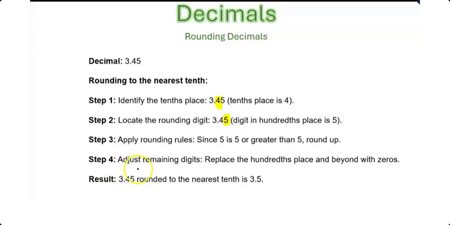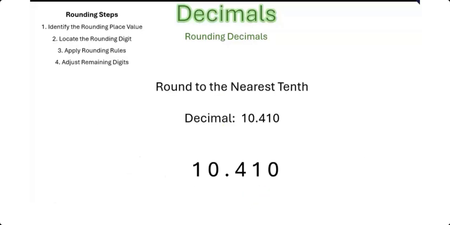And then adjust remaining digits. Replace the hundredths place and beyond with zeros. So the result is 3 and 45 hundredths rounded to the nearest tenth is 3 and 5 tenths. Okay, let's apply that to a couple other examples.